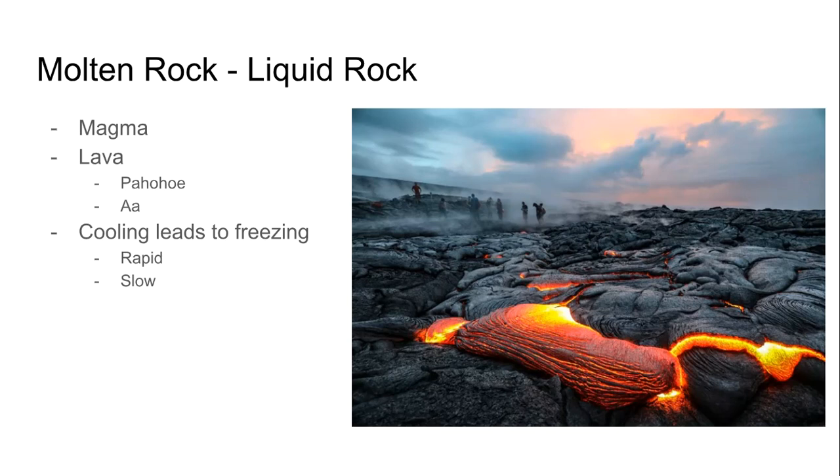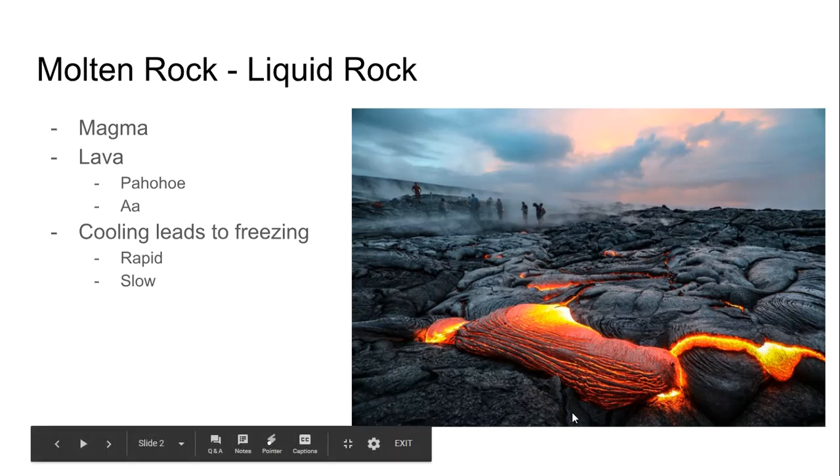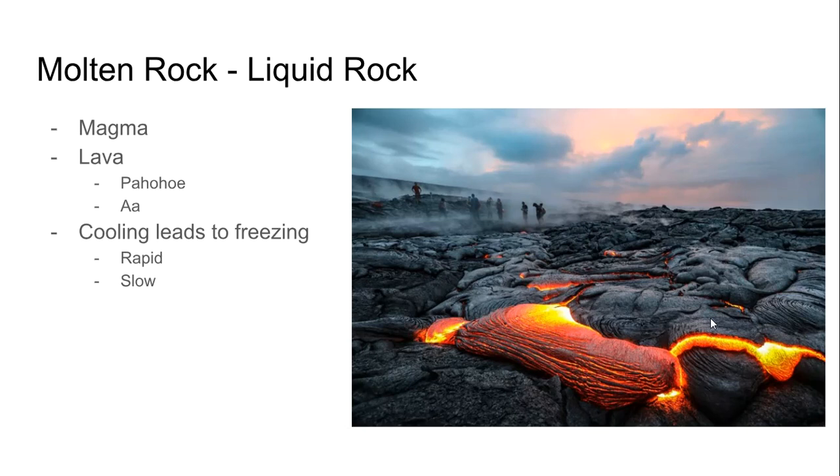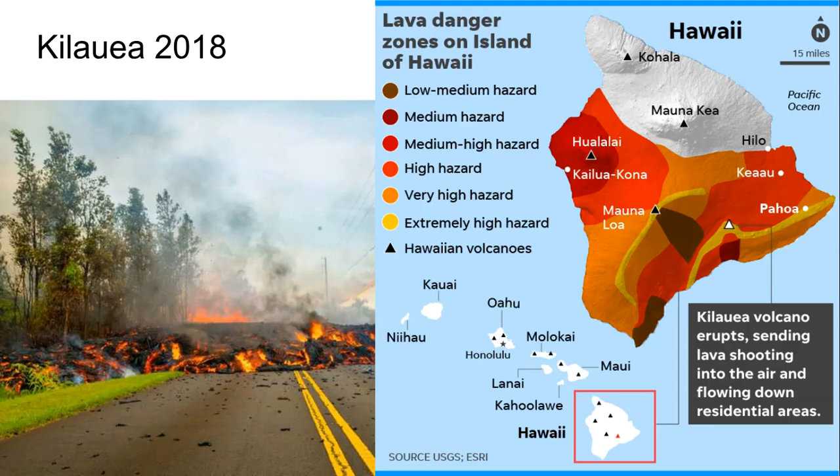So the cooling of lava or magma is actually the freezing of lava or magma, and it can be rapid or slow. If it's really rapid, the minerals that crystallize from that lava and magma are going to be small. If it's slow, they're going to be bigger. We'll come back to that in the next chapter when we talk about igneous rocks, because that has significant bearing on the kind of rocks that you get from volcanic activity.